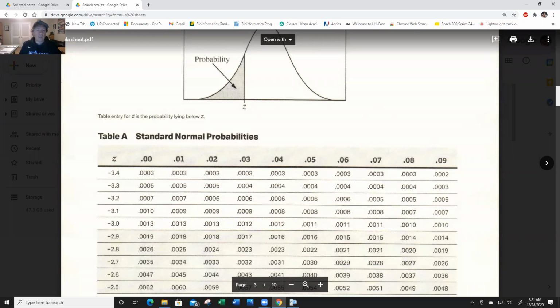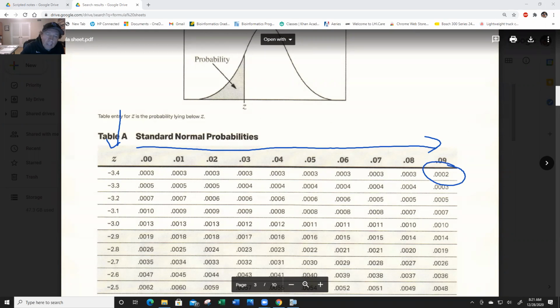So we usually round z-scores to hundredths. Kids always ask about significant figures, but we have a tradition: we go to hundredths, all right? If you notice, we have negative 3.4 and it counts down here. This part right here is the hundredths. So this table stops at negative 3.49.